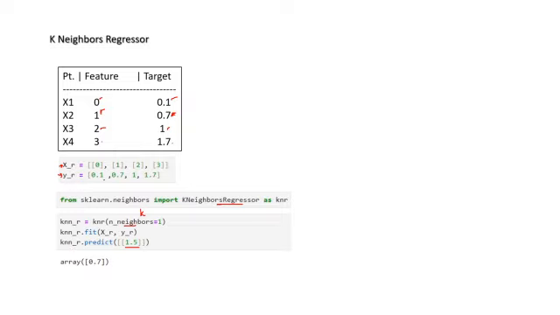So it went with the x2 value. Now here's the interesting part. Up to just before 1.6, it gets assigned to x2, and when the feature value is 1.6, it gets assigned to x3. That is, it gets a target value of 1.